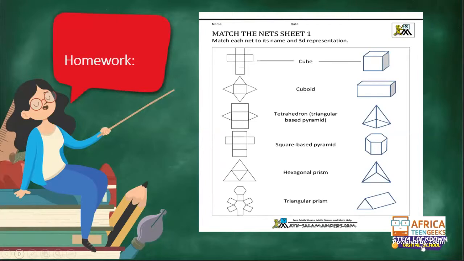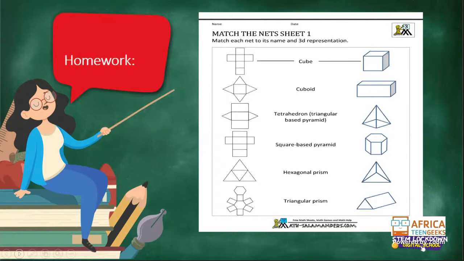All right, so I did give this homework previously. I'm going to give it again. Okay, so this is what we do. You get yourself a flat paper and draw what you see on the left-hand side, right? Match each net to its prism name and 3D representation, right?